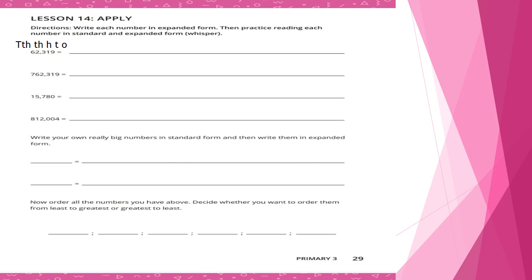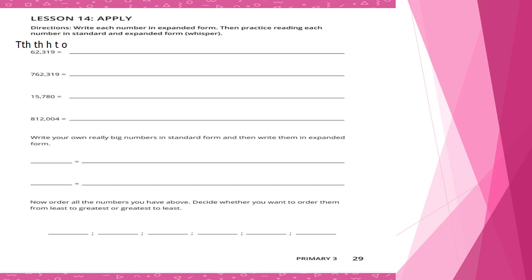Our first step, forever, the first step in expanded form: write the place. We have here 5 digits, so we will write 5 places: ones, tens, 100, 1,000, 10,000. Let's start the expanded form. We said before, expanded form means we add values.